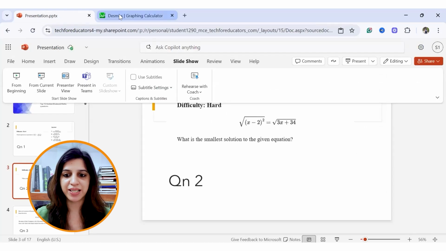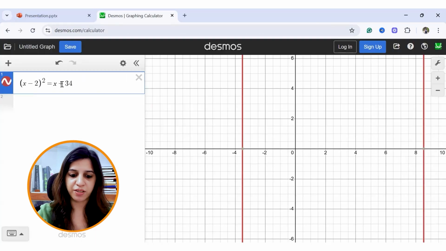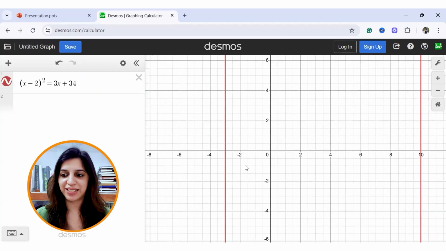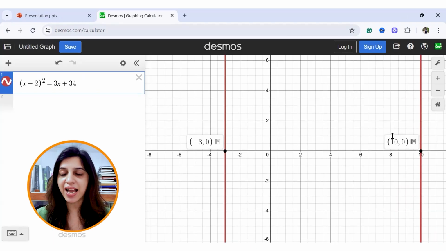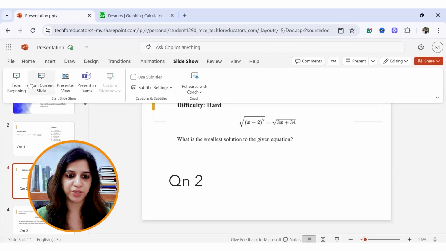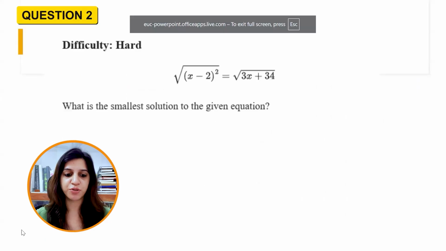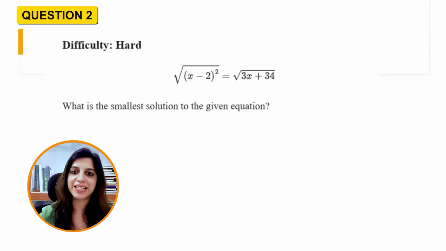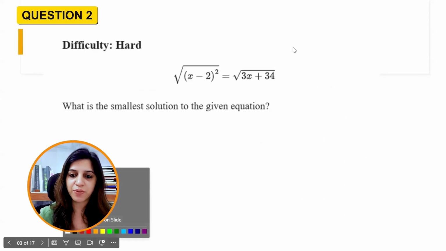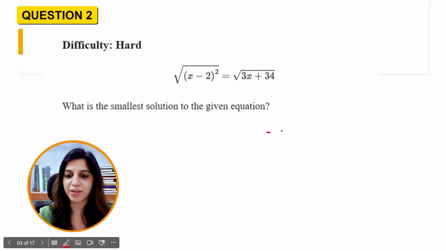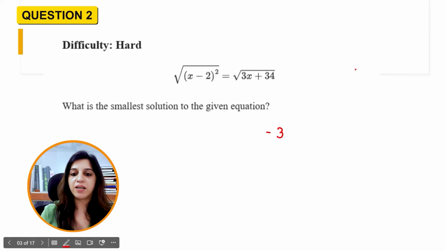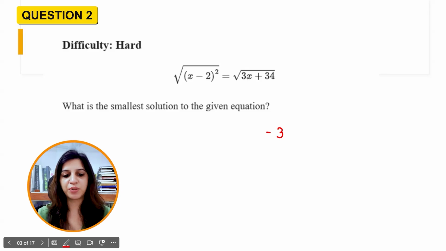What was the question asking me? Let's go again. Oh, it's 3x plus 34. I'm sorry. Let's put that. Now let's see the roots. The roots are minus 3 and 10. Okay, so I've got two values, minus 3 and 10. What are they asking me? They're asking for the smallest solution. Smallest solution, of course, is minus 3. So the answer for this question is just minus 3. I can say the smallest solution for the equation is minus 3. Yes, easy. You can do it in 20 seconds. Just put it on Desmos, get the answer, see the smallest value, then be done with it.